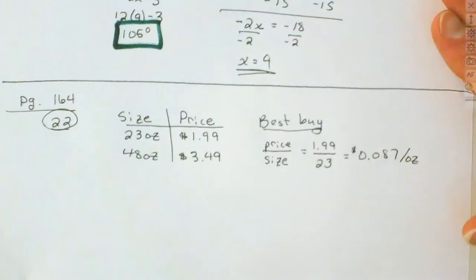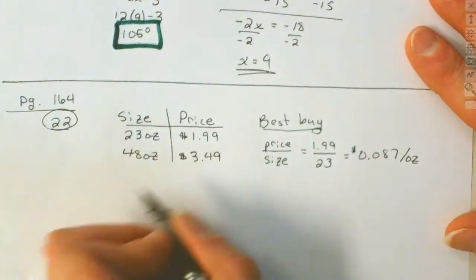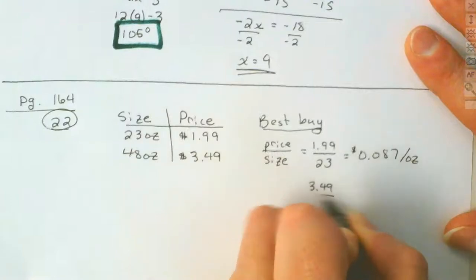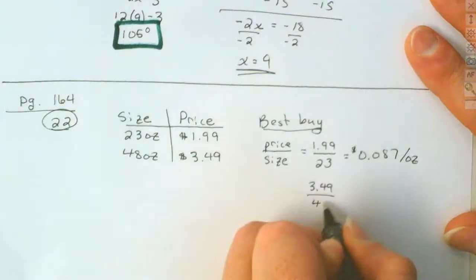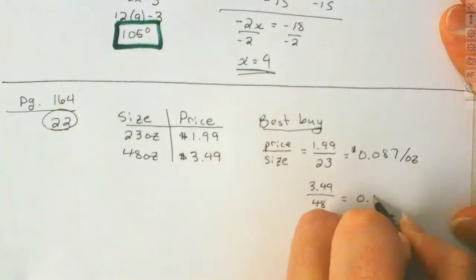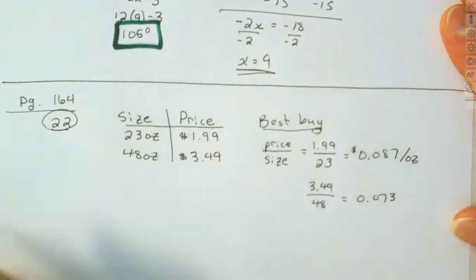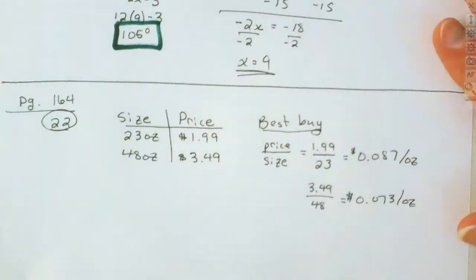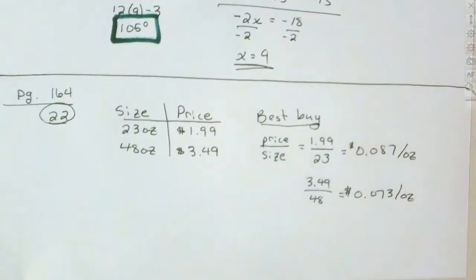What about the 48 one? 48 is $3.49. So that's $3.49. We're going to divide that by our 48 ounces. And that gives you now 0.07 if we round. And that's per ounce. So which one's the better buy? Yep, 48 ounces is the better buy.